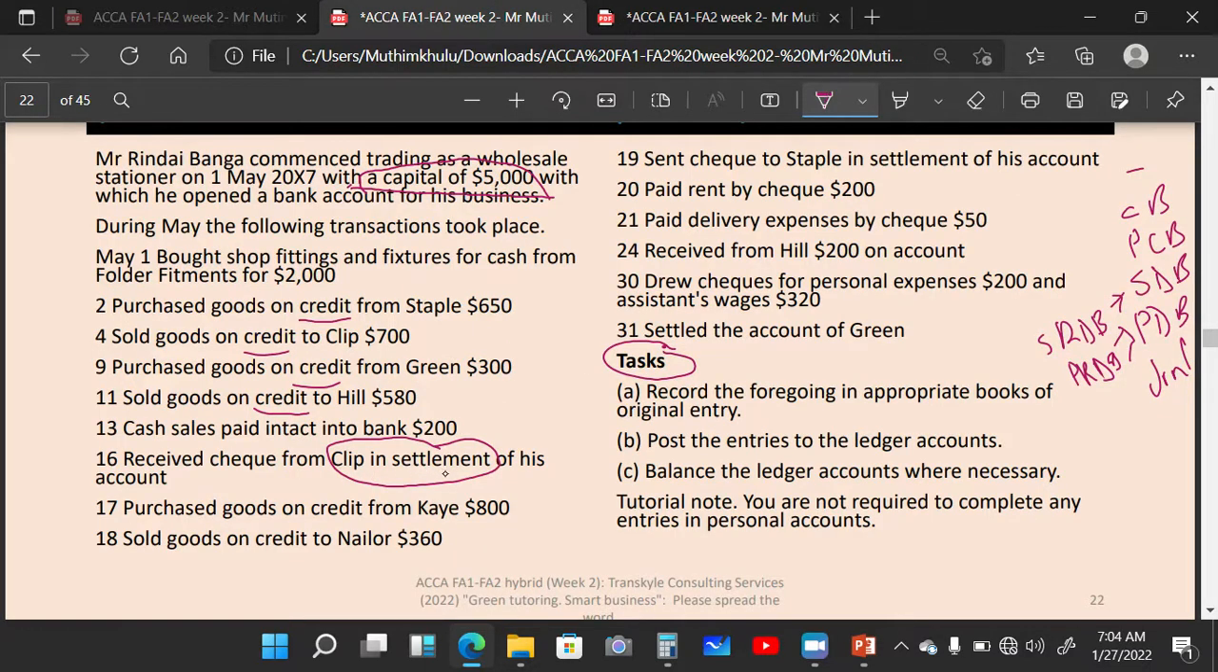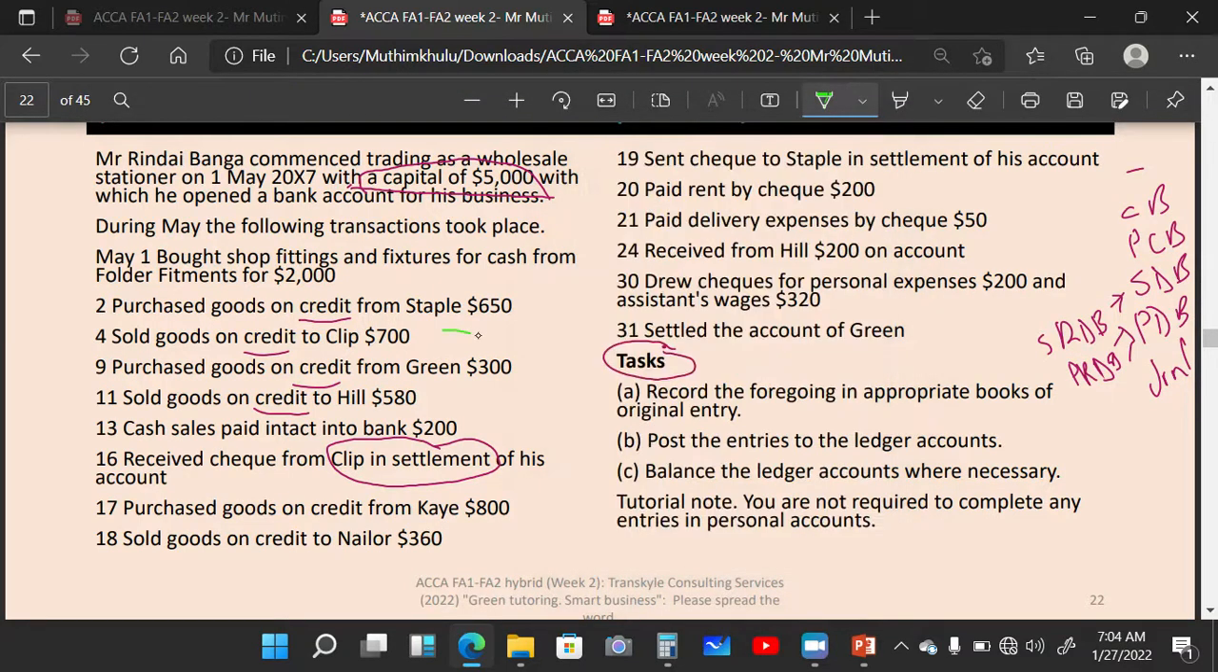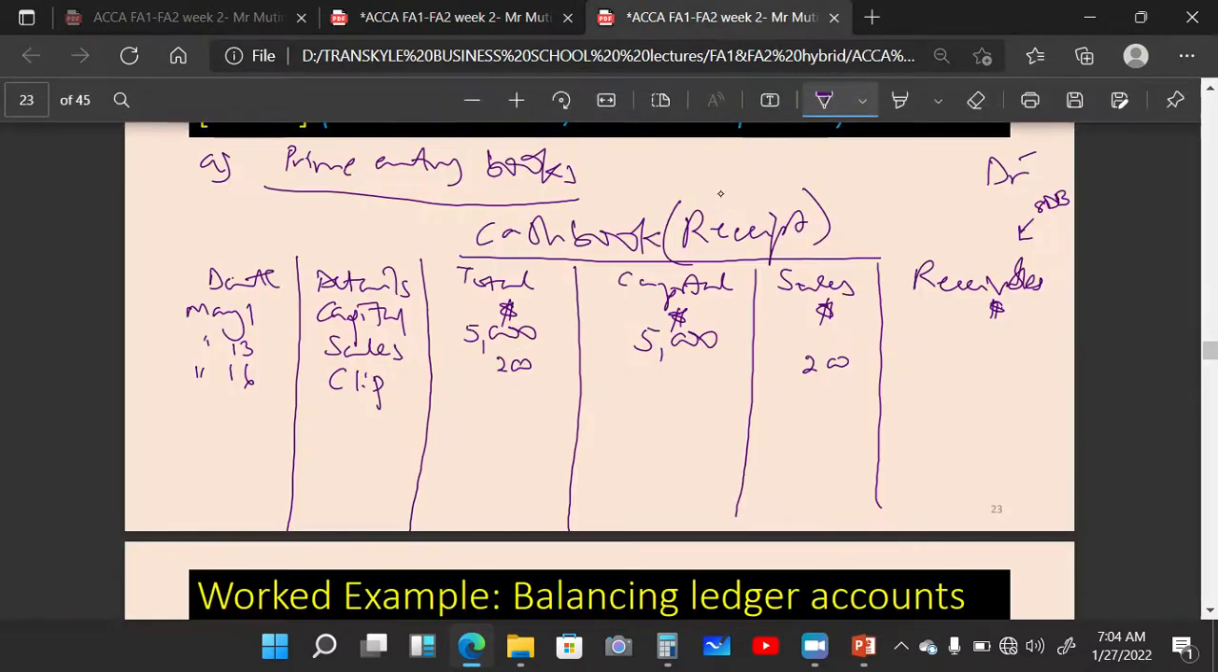Clip, how much was his amount? We are told here, this is when Clip came into being, so he's now settling his account of $700. Mr. Clip's account is $700. So we are receiving $700 here. That's our money, and we are having a receivable here, $700.